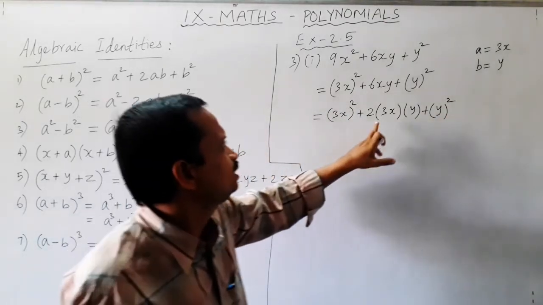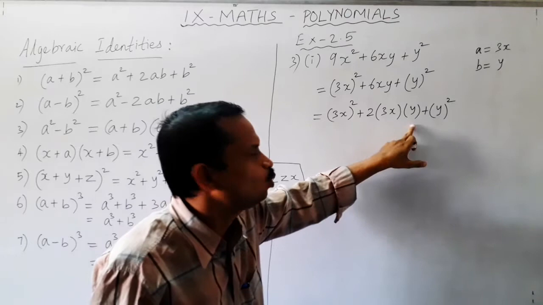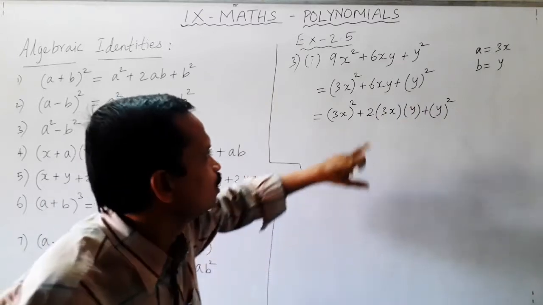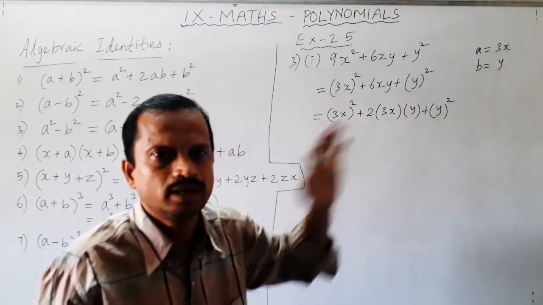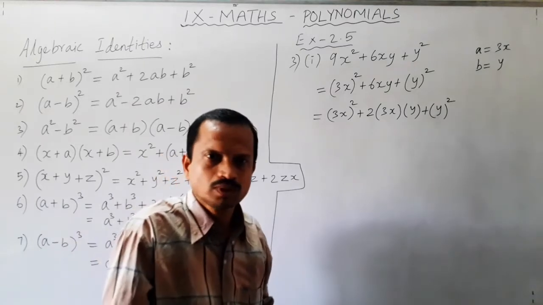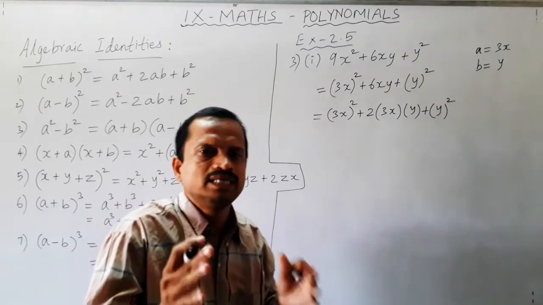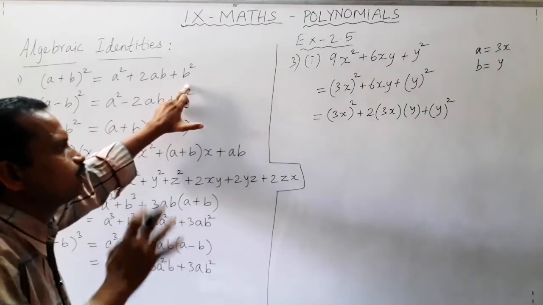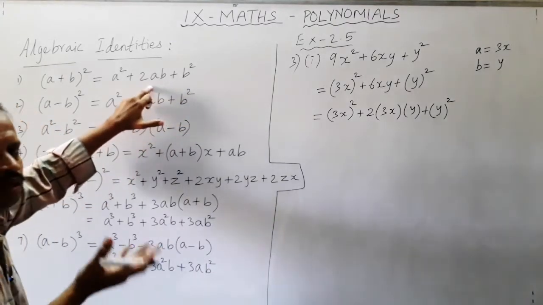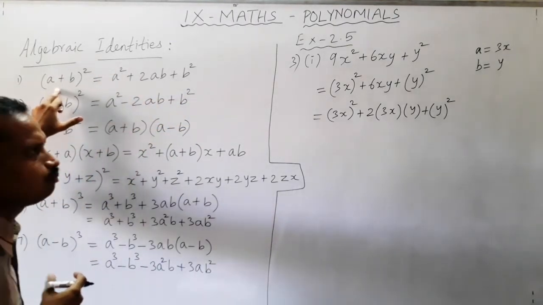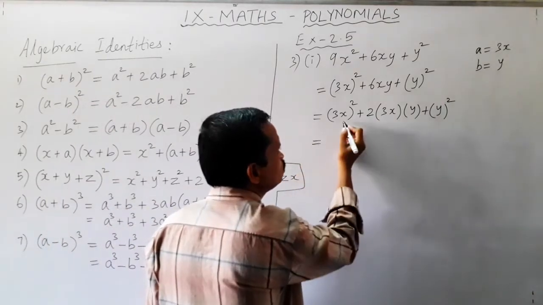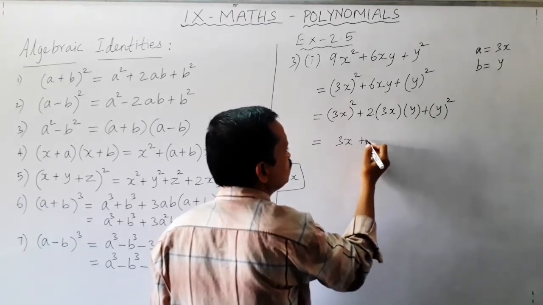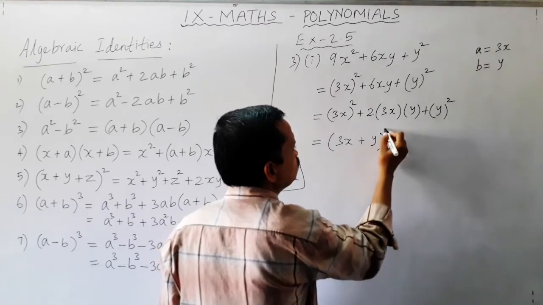Now you see, I have split 6xy as 2 into 3x into y. Whereas, if you multiply, you get the same 6xy. 2 into 3, 6, x into y, so 6xy. So, I am trying to get the form of the identity. So, the right side, a square plus 2ab plus b square. If you can write in this form, then you can write the left side form, a plus b whole square. So, here it is a square plus 2ab plus b square. So, a plus b, a is 3x, plus b is what? y. (3x plus y) whole square.